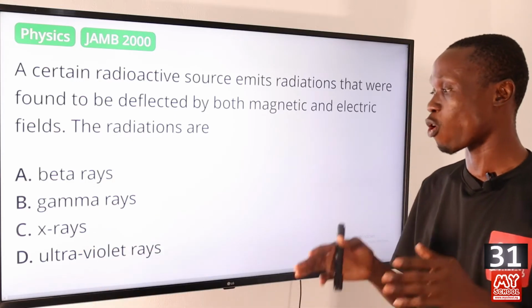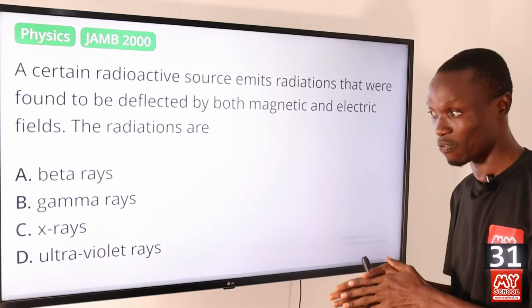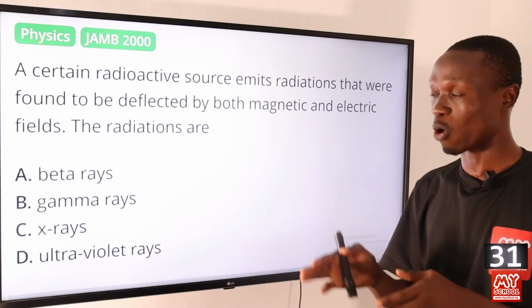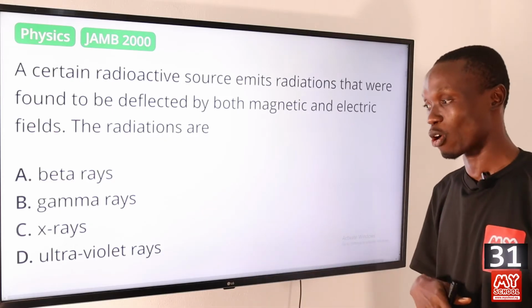Then D, we have ultraviolet rays. So ultraviolet rays, they are electromagnetic waves of wavelength of the order of 10 raised to power 8 meter. So when they fall on the skin, they cause skin burn.